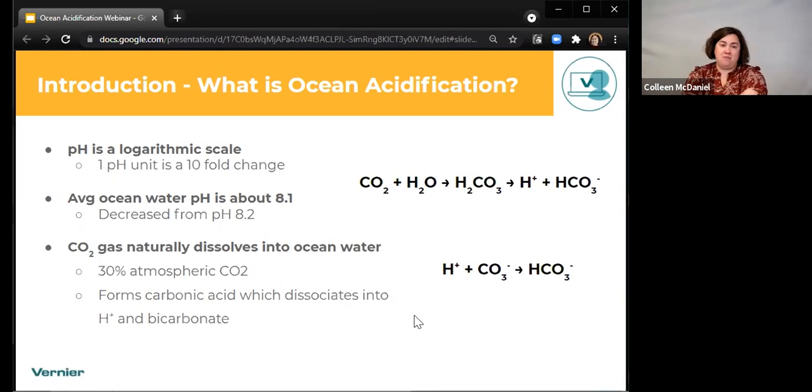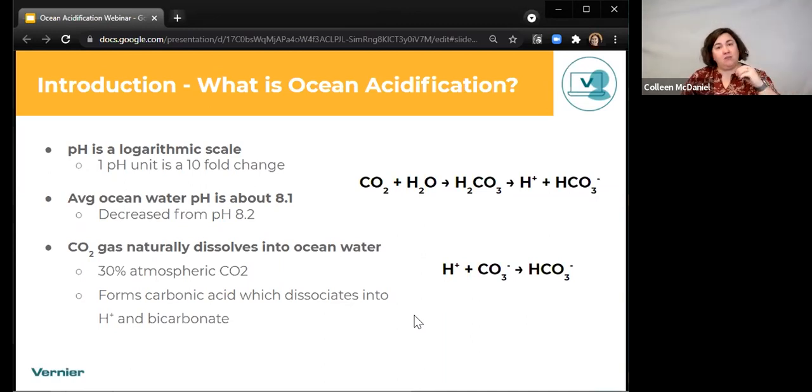So the thing to keep in mind when we're talking about ocean acidification is the process here. We're looking at a natural process. Carbon dioxide is a gas that's just going to naturally be dissolved into any water, ocean water or fresh water. And what is expected is that about 30% of atmospheric carbon dioxide is actually absorbed by the world's oceans. So that's a lot of carbon dioxide being absorbed into the ocean.